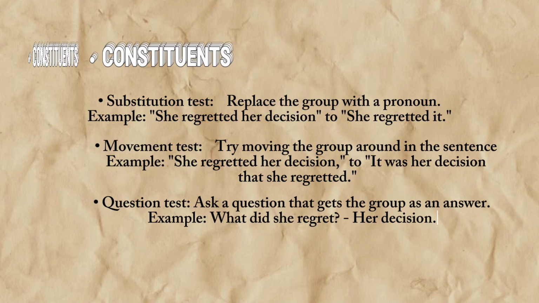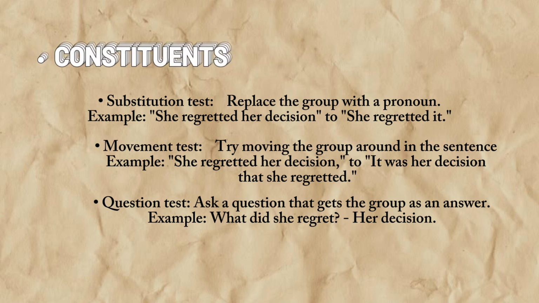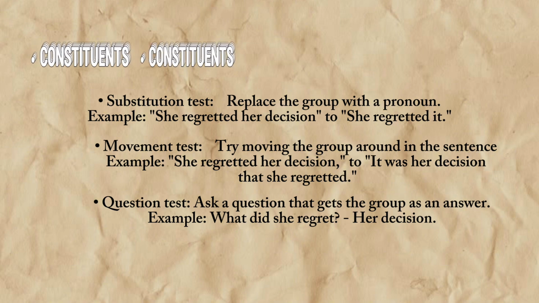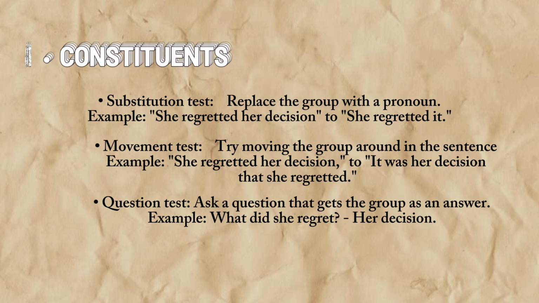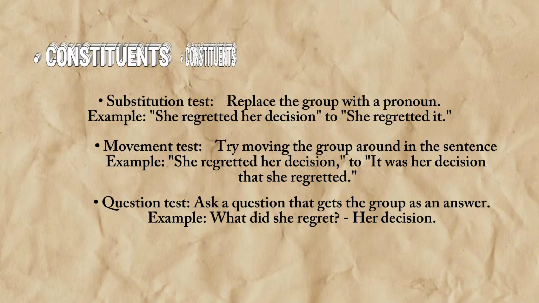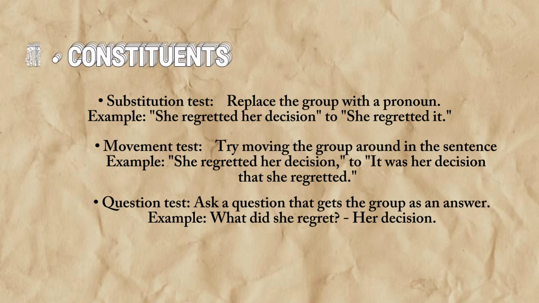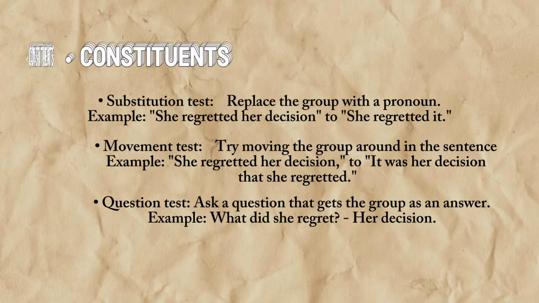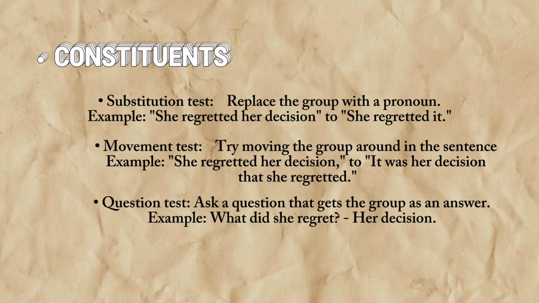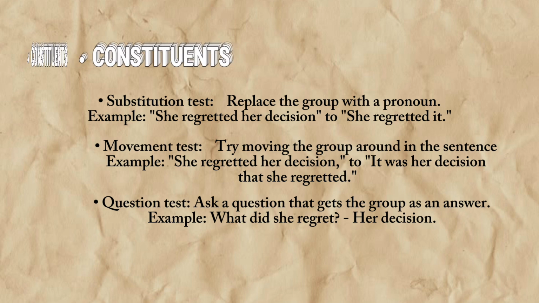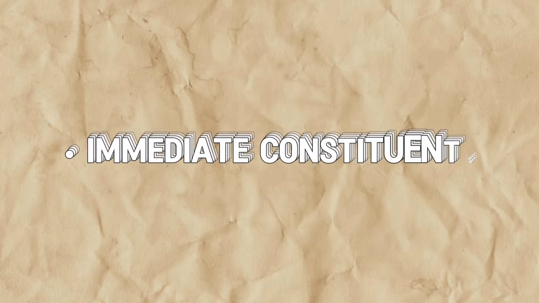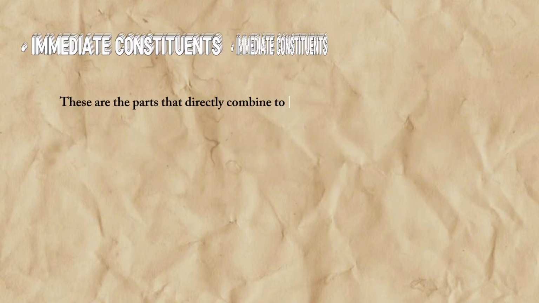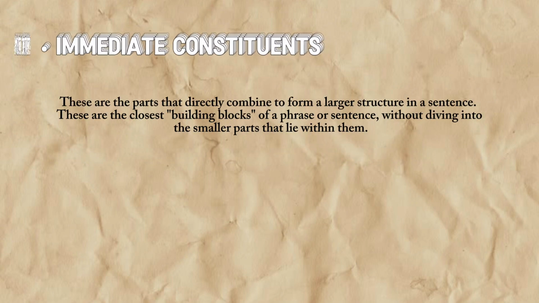First, the substitution test. Replace the group with a pronoun. For example, "She regretted her decision" to "She regretted it." Second, the movement test. Try moving the group around in the sentence. For example, "She regretted her decision" to "It was her decision that she regretted." And for the question test, ask a question that gets the group as an answer. For example, what did she regret? Her decision.